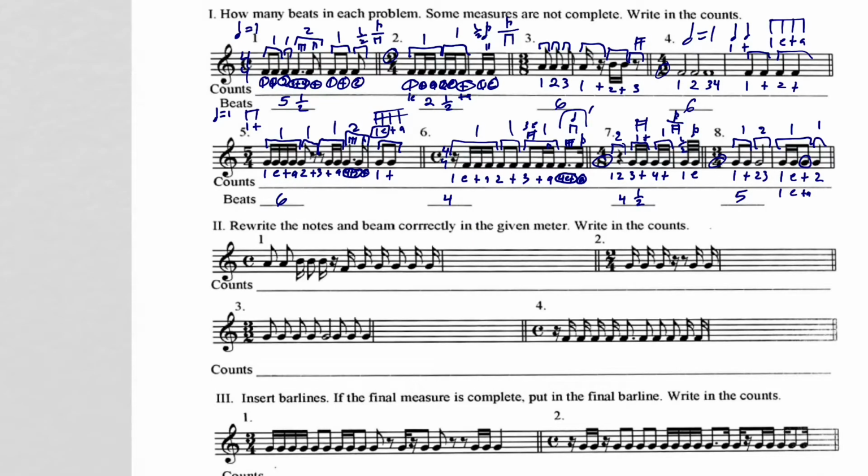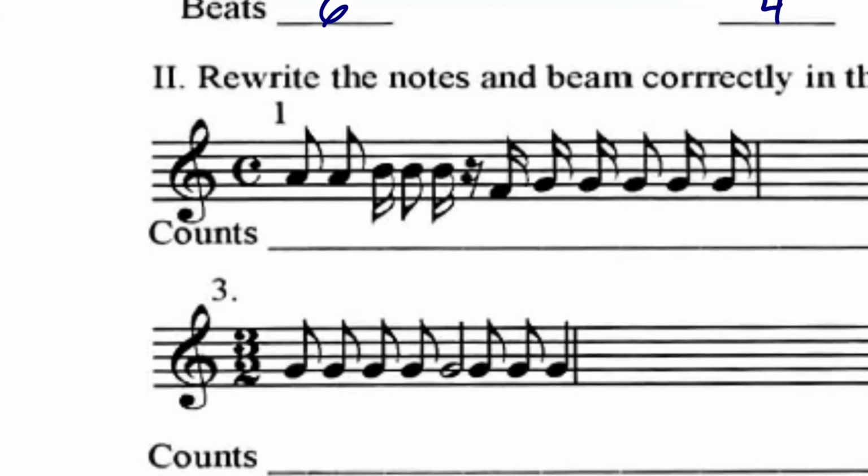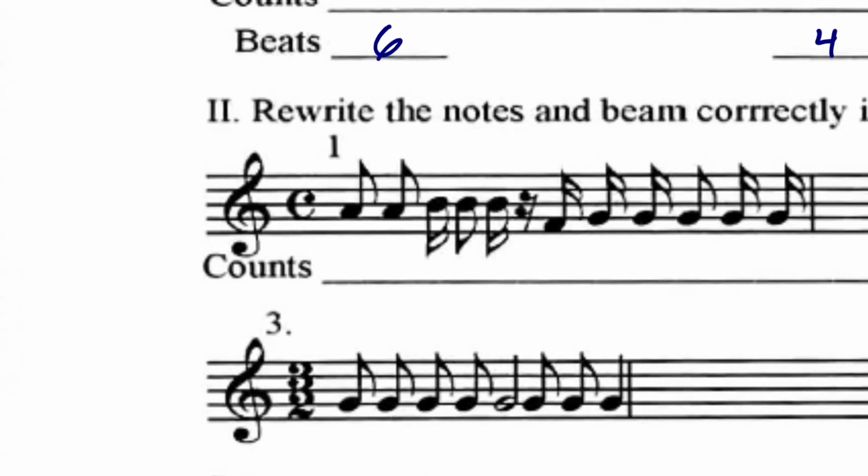Okay, now we're rewriting notes and beaming correctly in the given meter, and then of course writing the counts again. So first of all, we just have to beam these things correctly. I'm going to go ahead and put brackets over them to show them. So let's look at this thing. It's C, common time, so I'm just going to write in 4/4.